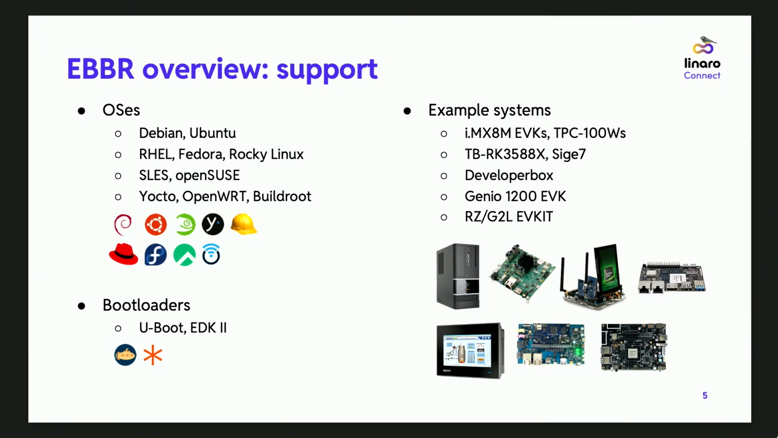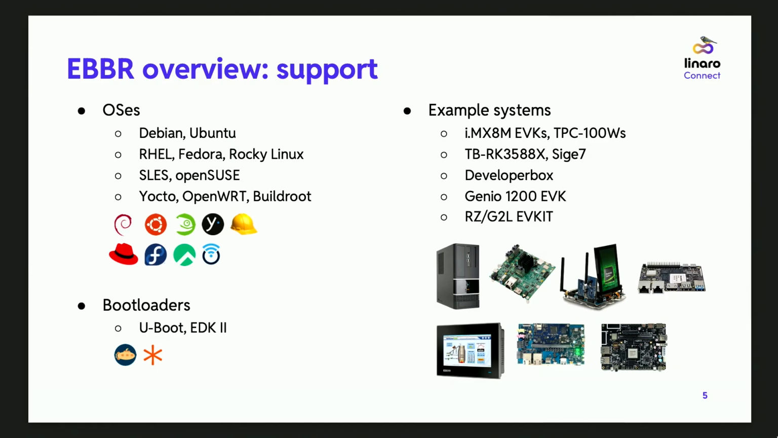So what we are seeing here is the EBBR support in terms of operating system on the left, in terms of bootloaders and example systems, which is far from complete, but example systems. So in terms of OS, you'll notice we have a number of Linux distributions which are capable of booting on EBBR compliant systems. The Debian and Ubuntu family, Fedora, Red Hat families, openSUSE, and more recently we have Yocto and OpenWrt producing generic images capable of booting on EBBR systems.